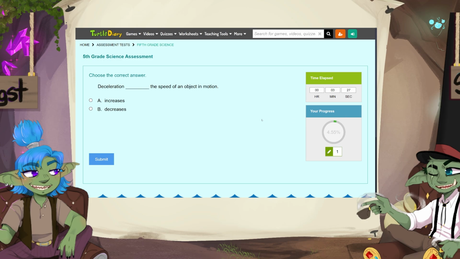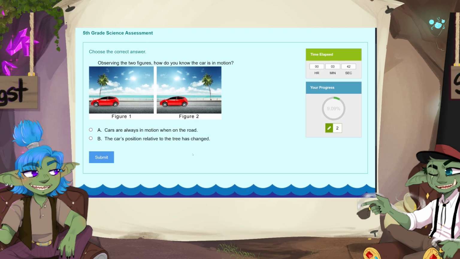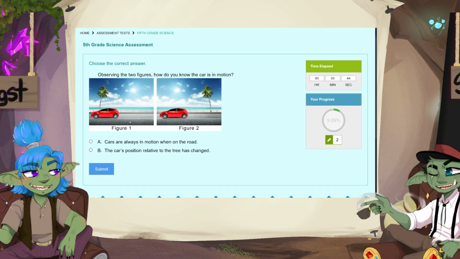All right, deceleration. If you don't get this one, I'll be very upset. Okay, we're not that bad. It's increases, obviously. Imagine she corrects us after. Yeah, that. She's like, it was... Observing the two figures, how do you know the car is in motion?